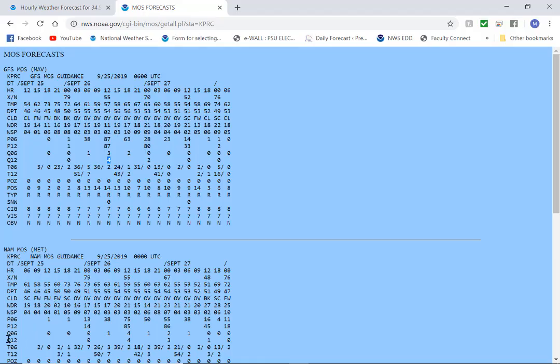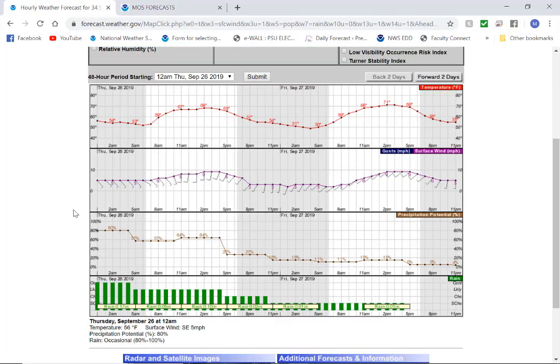Now here down in the NAM MOS, they're pretty much agreeing on the same thing. So we're looking for about 1/4 to 1/2 an inch of precipitation to fall. Well, if you remember when we summed up all of these rainfall amounts for tomorrow, we ended up averaging about 3/10 of an inch. So 3/10 of an inch falls between 1/4 an inch, which is 0.25 inches, and 1/2 inch, which would be 0.50 inches. So pretty much the forecast for tomorrow is most likely in agreement.